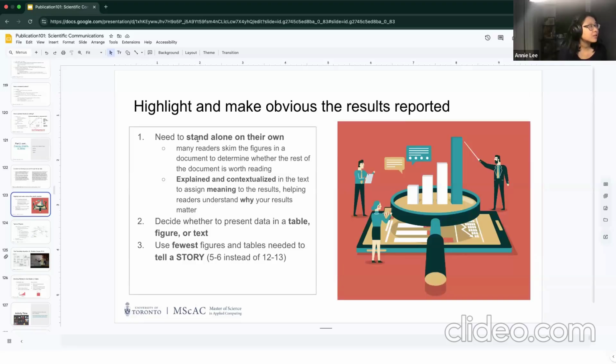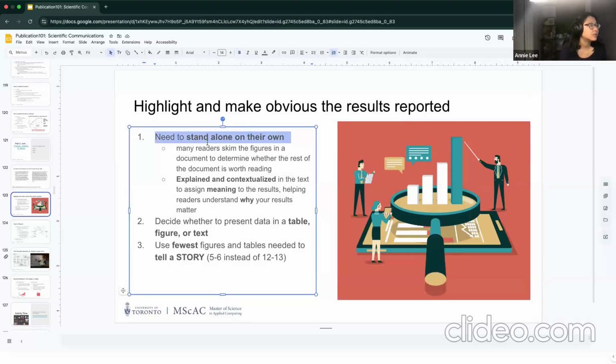So the figures need to stand alone, and you need to explain the context. Like the meaning of the results and why, right? Why is it important and what does it mean? So interpret those results.